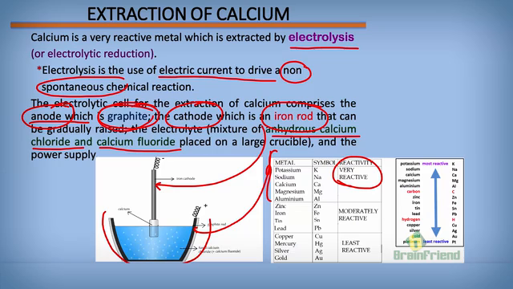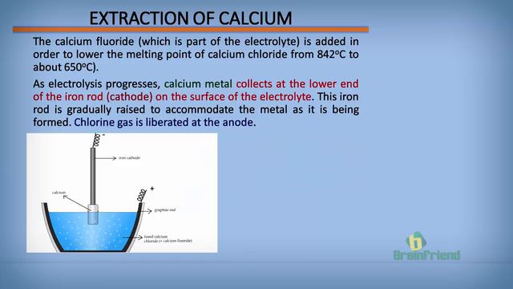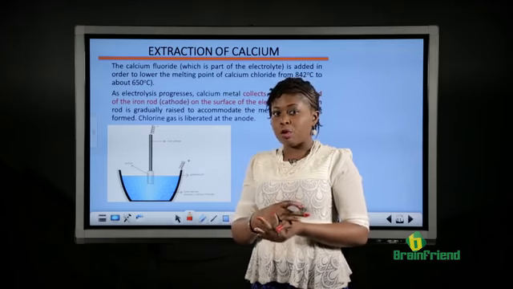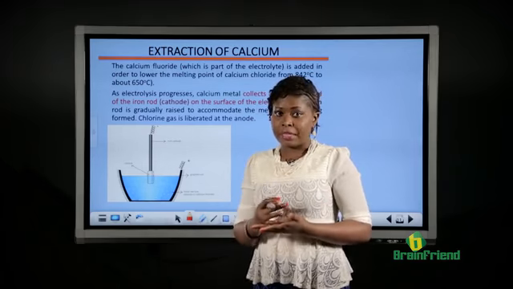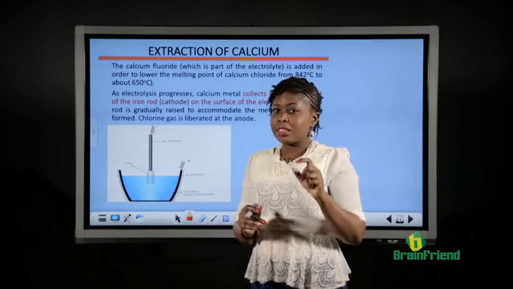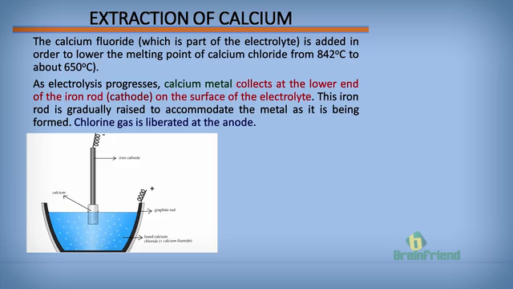And then we're going to be having our power supply connecting the positive and the negative electrodes, all right? Now, this calcium fluoride is actually part of the electrolyte. Remember, we said that the electrolyte is made up of anhydrous calcium chloride and calcium fluoride. The calcium fluoride was added into this mixture so that it will be able to lower the melting point of calcium chloride from 842 degrees Celsius to about 650 degrees Celsius.